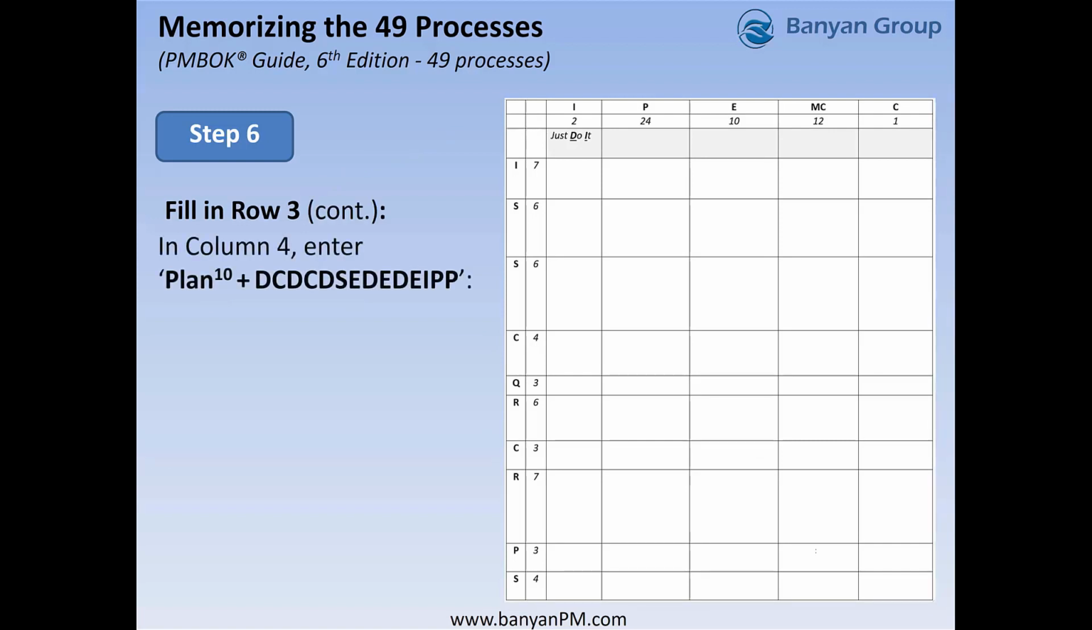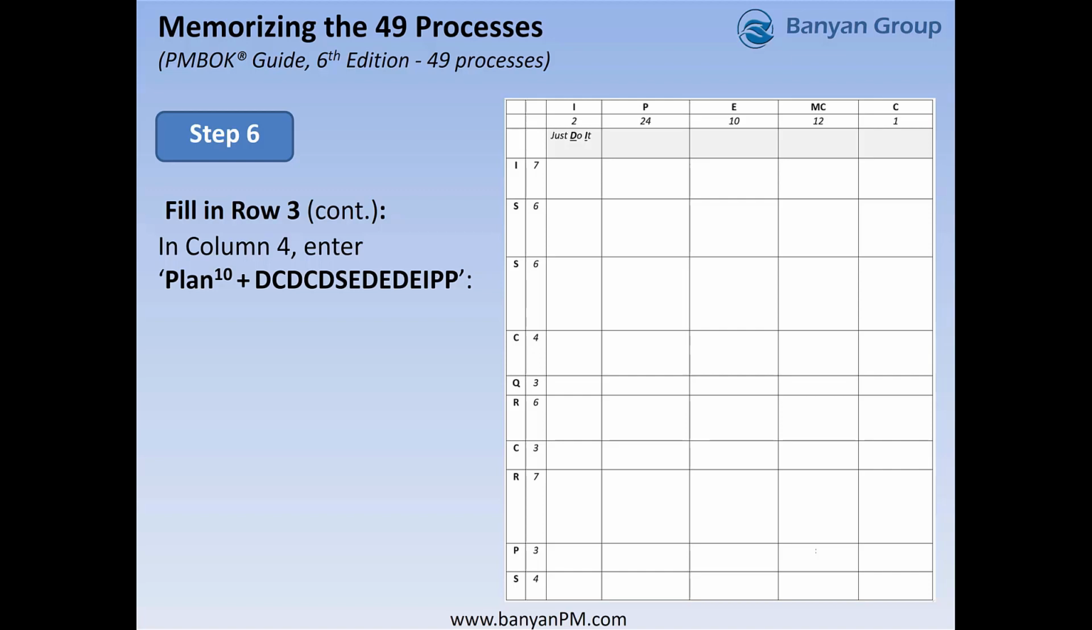Now let's fill in row 3, column 4. Plan 10, DC, DC, DS, E, DE, DE, IPP. There's 24 processes in this column, so our mnemonic is quite long. How do we remember that? Well, we have an advantage.